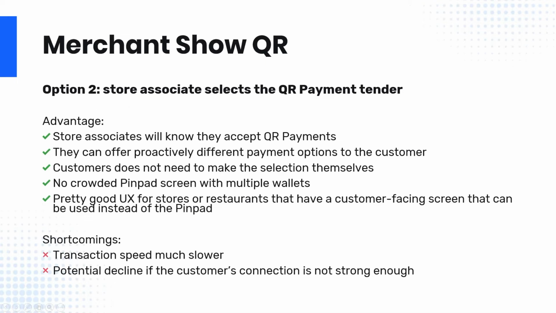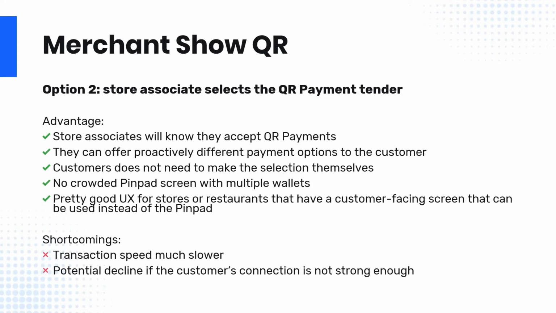So the second option with a merchant show QR is to have the store associate select the QR payment tender. The advantage is that the store associate will know they accept QR payment. I remember in the case earlier, we said the store associate may not even know they accept QR payments, because they never need to see that. So they can proactively offer different payment options to the customer. The customer does not need to make the selection themselves, which nowadays, in a world where people don't want to touch PIN pads, actually becomes quite important. There is no crowded PIN pad screen with multiple wallets.